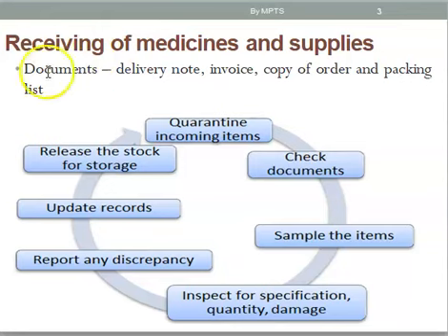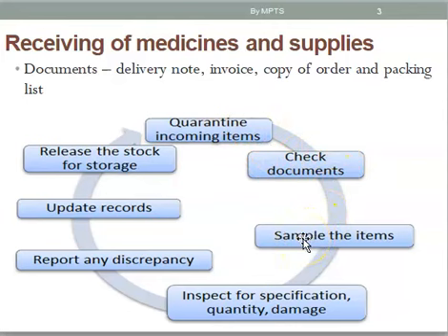And of course, on receiving day, you need to look at the delivery note, the invoice, the copy of the order, and the packing list. So that is what you have to do. Now, what are the receiving procedures? Of course, you need to quarantine the incoming stock. In case of large consignments, once you offload from the truck, you quarantine the stock in some small holding area. Of course, you need to check the documents, as I said above.